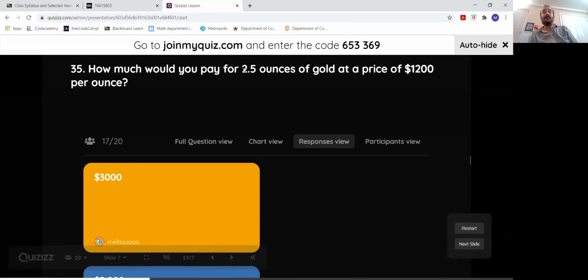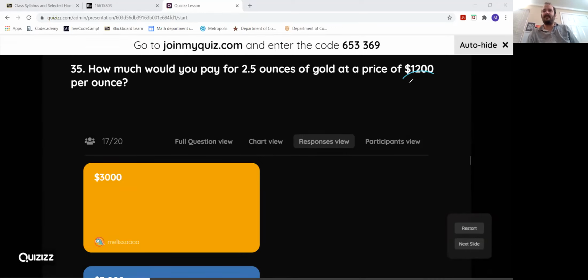Questions about this? If you do your unit analysis, we have 2.5 ounces. This ounces would go on top. We have this many dollars per ounce. So if you wanted to divide this by ounces, I have this thing over one ounce. And when I multiply these two things together, I have 1 ounce on top, I have 1 ounce on bottom. That's going to give me something in dollars.